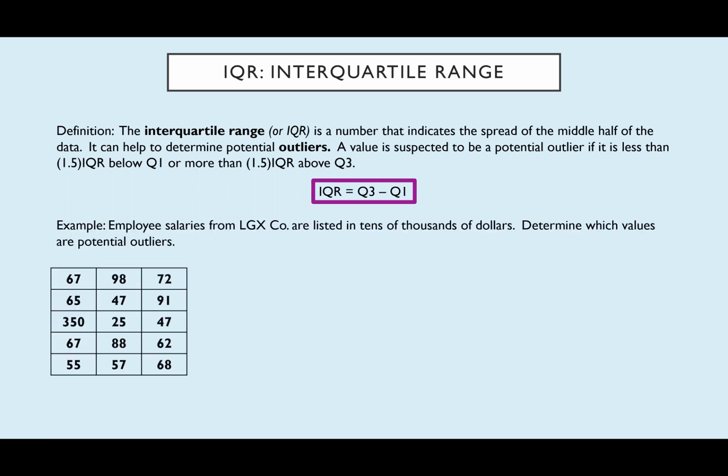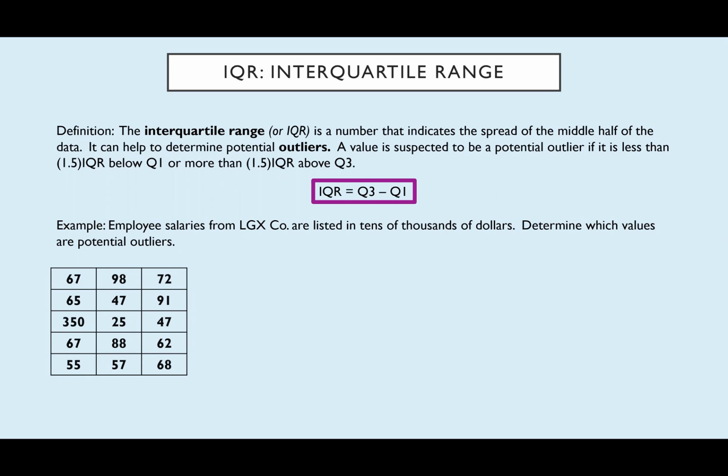So let's look at this example. We have employee salaries from LGX Co., and they're listed in the tens of thousands of dollars. We'd like to determine which values are potential outliers. In this table, we have 15 values. The 67 represents a person who earns $67,000 per year. So that should say listed in thousands of dollars. There's another error, sorry.